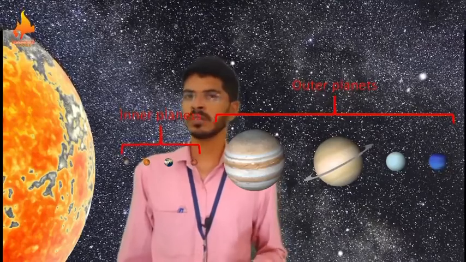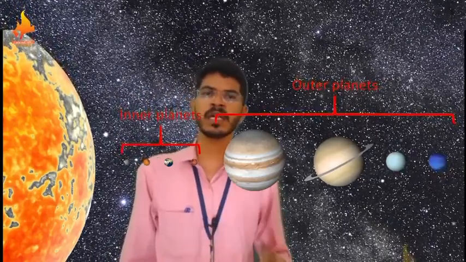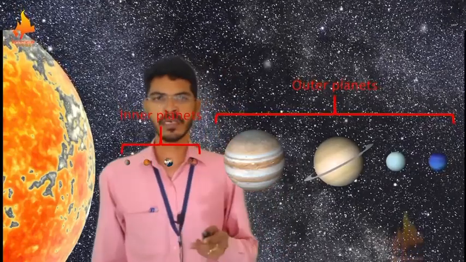The planets can be divided into 2 types. The planets which are closer to the sun are considered inner planets, and the planets which are far away from the sun are considered outer planets. This is how, depending on the distance from the sun, they are classified into inner planets and outer planets.